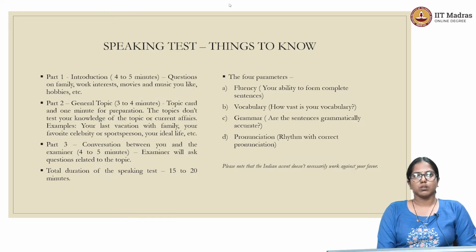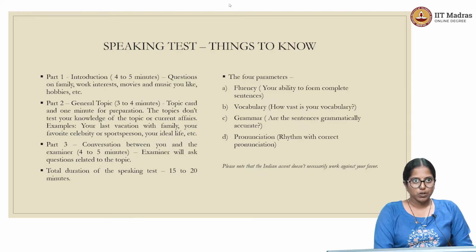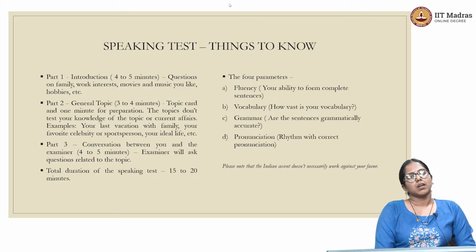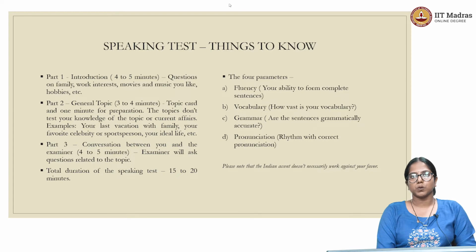In part 2, you will be given a general topic and it will usually take 3 to 4 minutes. They give you a topic card and 1 minute for preparation. The topics don't test your knowledge of the subject or the current affairs. They are pretty simple and straightforward. Some of the topics that they generally give are your last vacation with your family, your favorite celebrity or sportsman, your ideal life, etc.